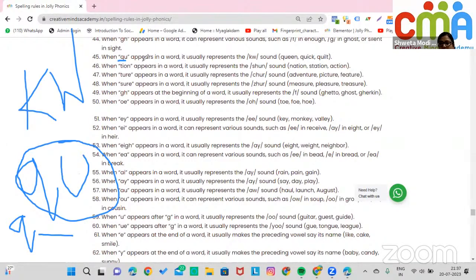Can you type more words in the chat box? Q words.